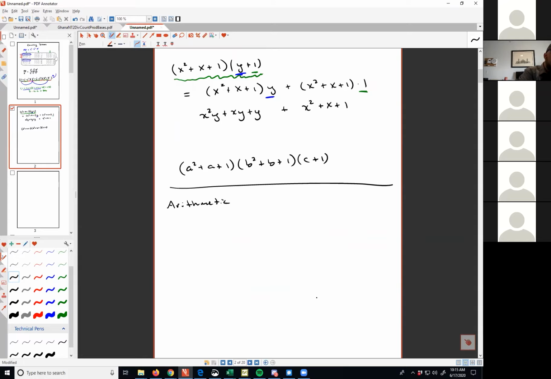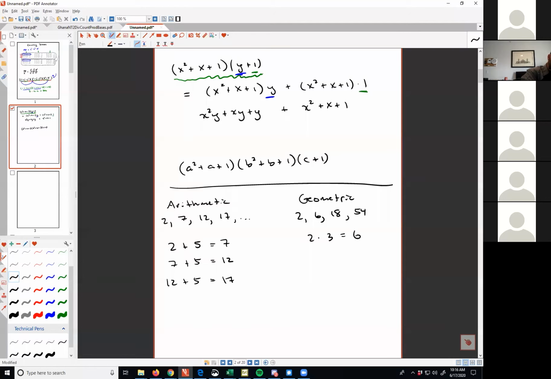So an arithmetic sequence would be like 2, 7, 12, 17. It means that we have a first term, and then we add the same number to each term to get the next. And then there's another type of sequence that we call geometric. And geometric might look something like this. Here's an example where we take each term and we multiply it by a common ratio.